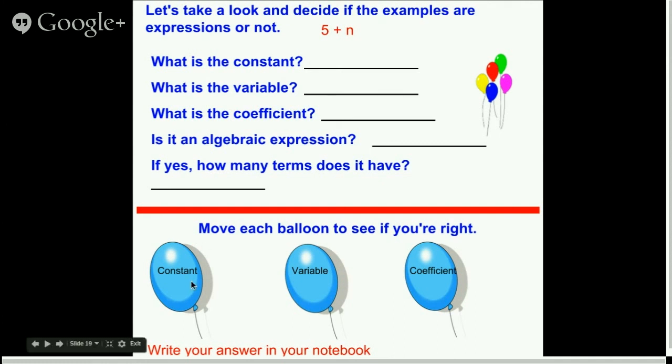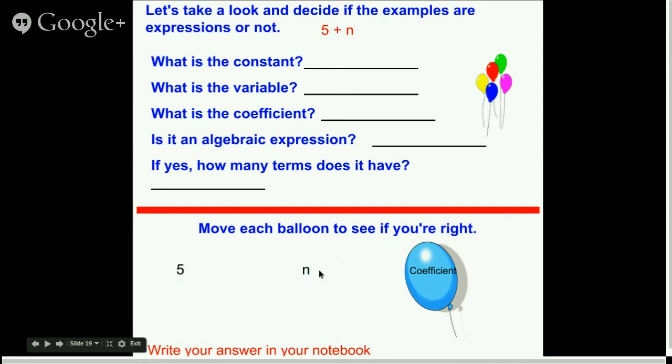All right, the constant is 5. The variable is n. The coefficient is 1. So it is an algebraic expression, and it has two terms, the 5 and the n.